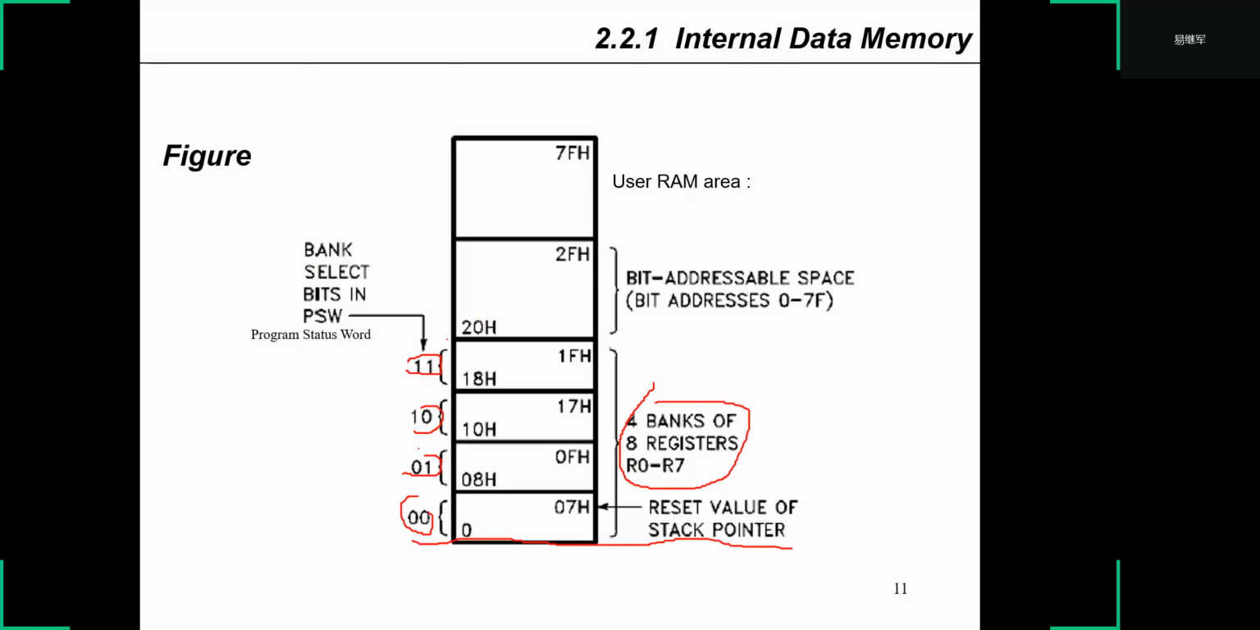Here is from 0H to FH, the bit addressable area, from 30H to 7FH. This part is for the user.